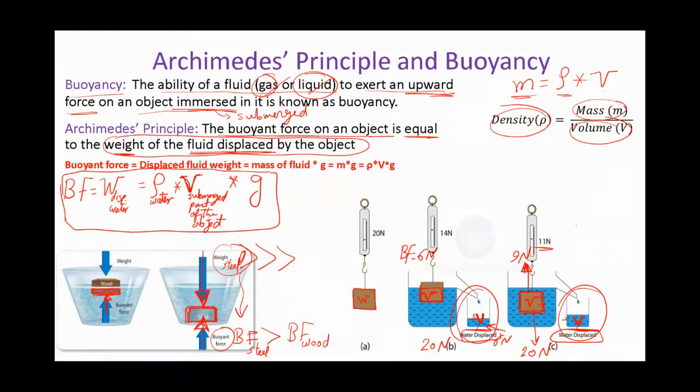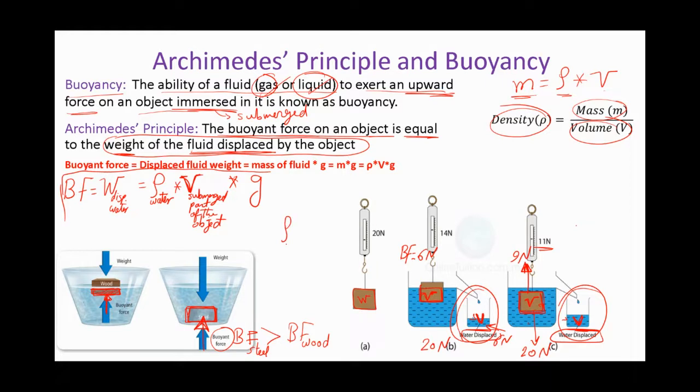So is there a method to know if the object is going to float or sink? Yes, there is. Look at the density of the object. If the density of the object is less than the liquid, for example less than the water, it will float. If the density of the object is higher than the liquid, it will sink down. Give me an example.